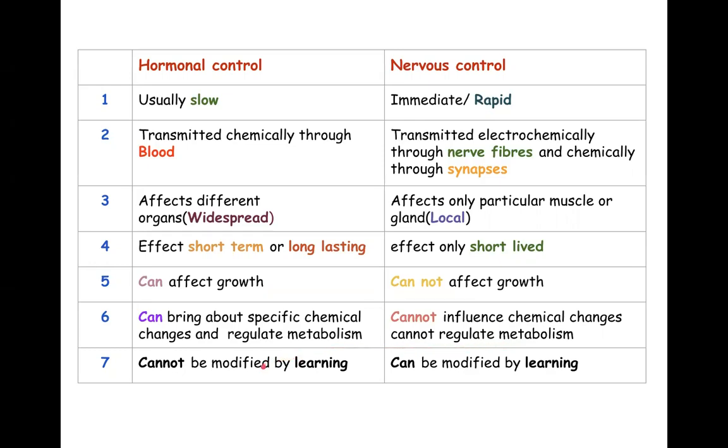The hormonal control cannot be modified by learning, whereas the nervous control can be modified by learning. You can learn how to play a musical instrument. You can become a touch typist, but your body cannot learn how much hormone to be produced for a particular function. So this is the primary difference between the hormonal control and the nervous control.